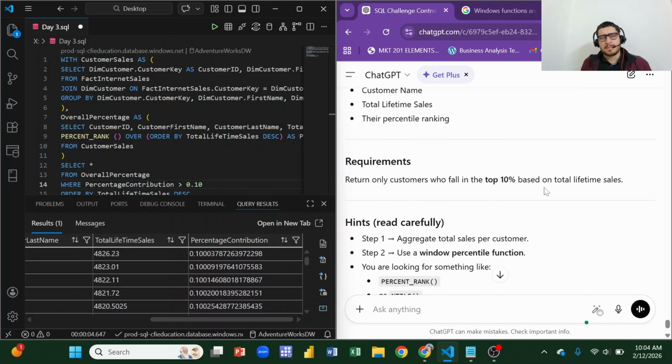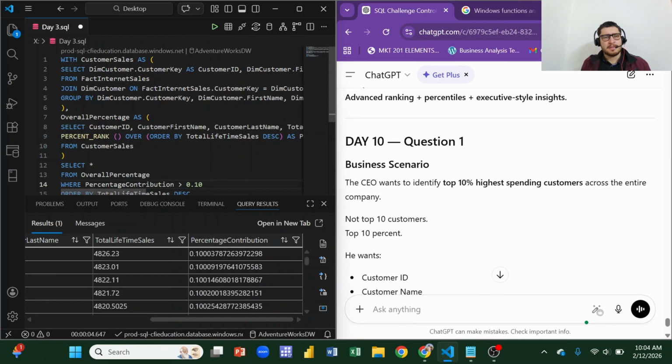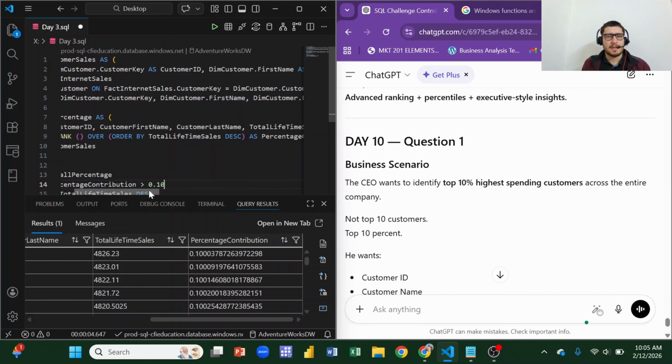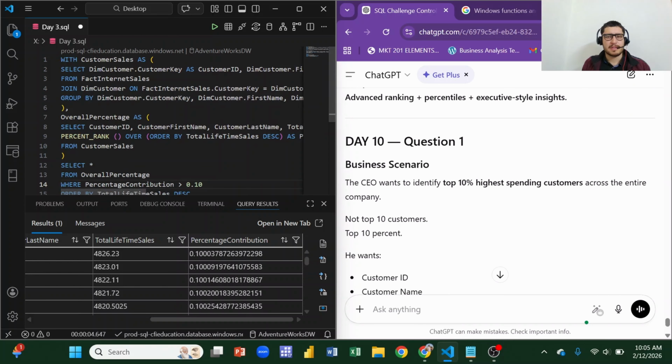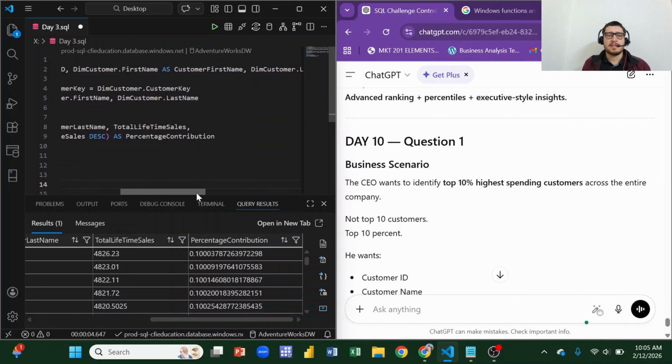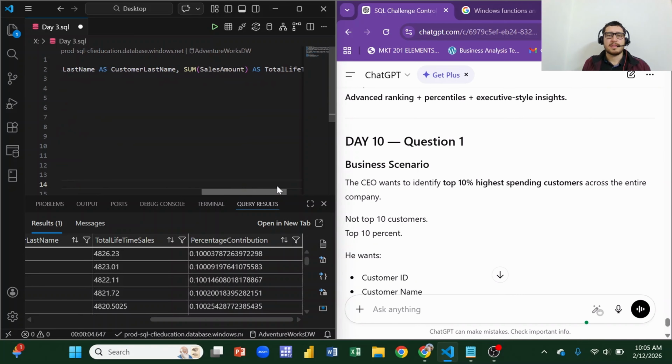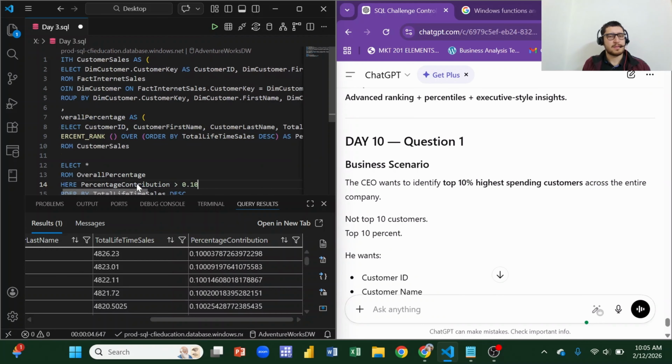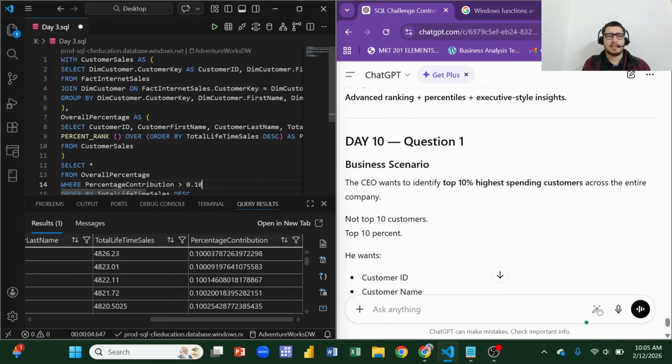Friends, for question 1 of day 10, I have come up with this. I have formed a CTE here, a routine CTE, which we have been practicing over time. Because ChatGPT asked me for customer ID, I selected the customer key as my customer ID, first name, last name, and obviously the sum of total sales amount, the total lifetime sales. Routine. Then group by customer key and all.